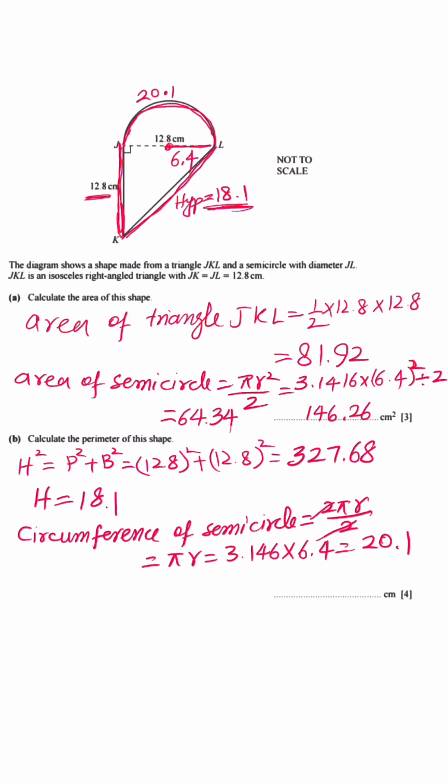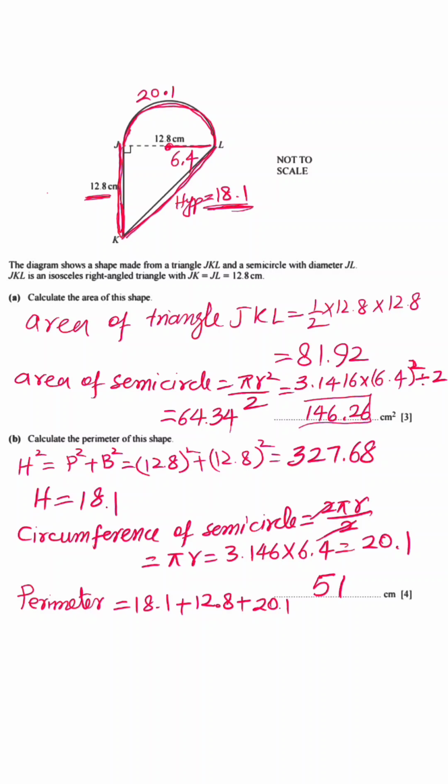Now we add 18.1, 12.8 and 20.1. Perimeter of this compound shape: from the figure you can see this length of the boundary includes 18.1, 12.8 and 20.1, and this gives us the total value. It is 18.1 plus 12.8 plus 20.1, and this is 51. So perimeter of this shape is 51.